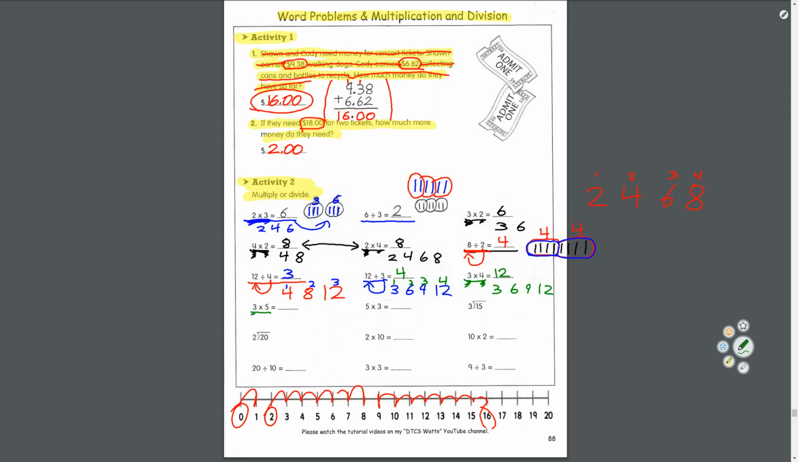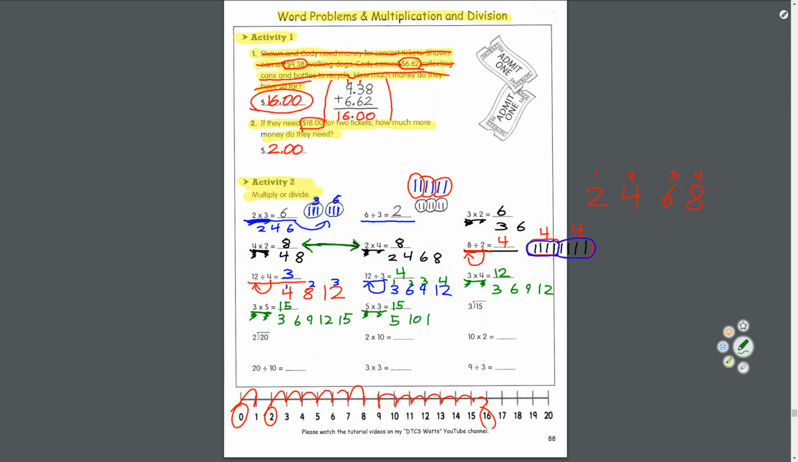3 times 5, I'm going to skip count by 3, 5 times. 3, 6, 9, 12, 15. 3 times 5 equals 15. 5 times 3 equals, now remember these ones here. 4 times 2 equals 8, and 2 times 4 equals 8. The numbers were flipped, but the answer is the same. So 3 times 5 equals 15, so 5 times 3 still equals 15. But if you don't believe me, let's check. I'm going to skip count by 5, 3 times.